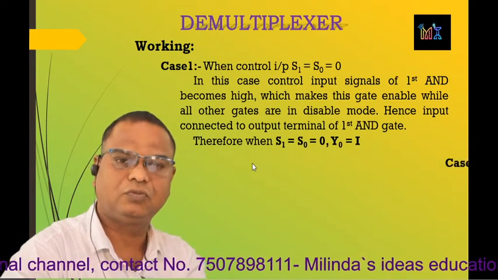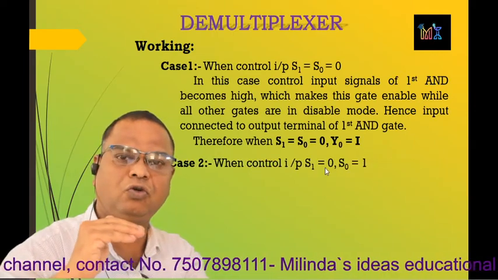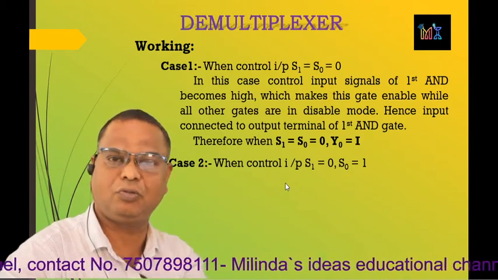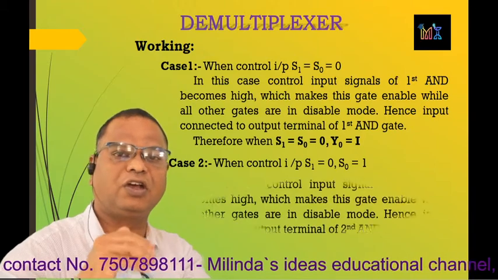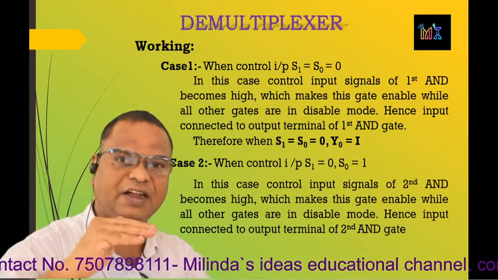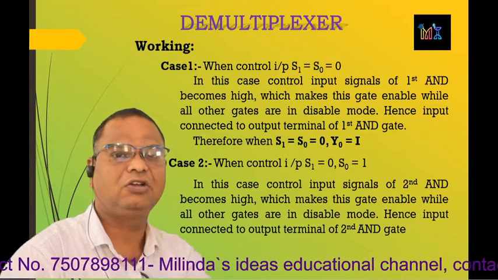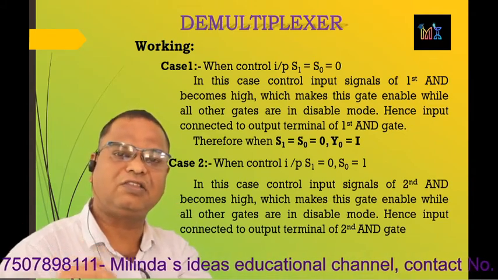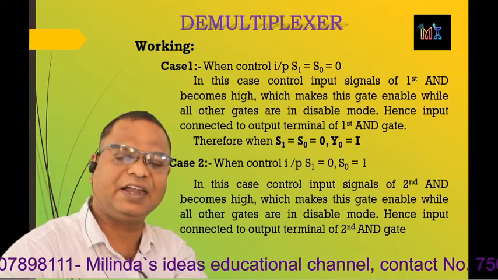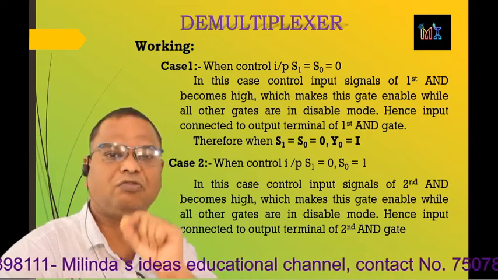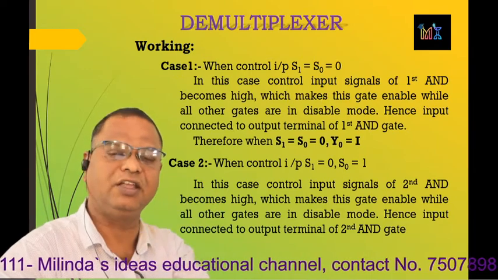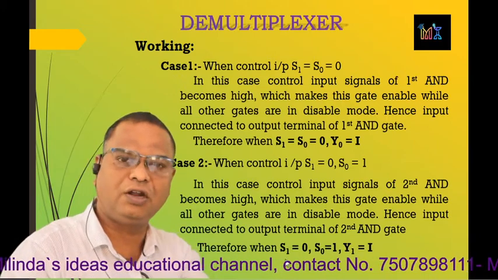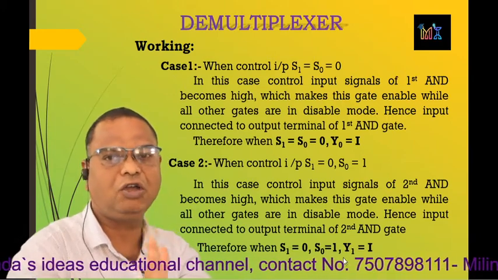Second case, when S1 is equal to 0, S0 is equal to 1. So in this case, the second AND gate is in enable mode because its control inputs are connected to high logics. So the second AND gate is in enable mode, while other three AND gates are in disable mode. So the input data is now connected to the output terminal of second AND gate, that is Y1. So in this case, Y1 is equal to I or D. That means when S1 is equal to 0, S0 is equal to 1, Y1 is equal to D or Y1 is equal to I.